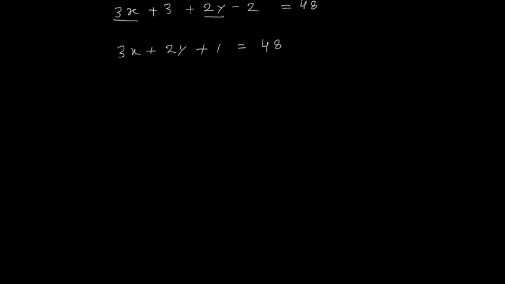Therefore 3x plus 2y is equal to 48 minus 1, which is 47. Now this is our equation number 3.